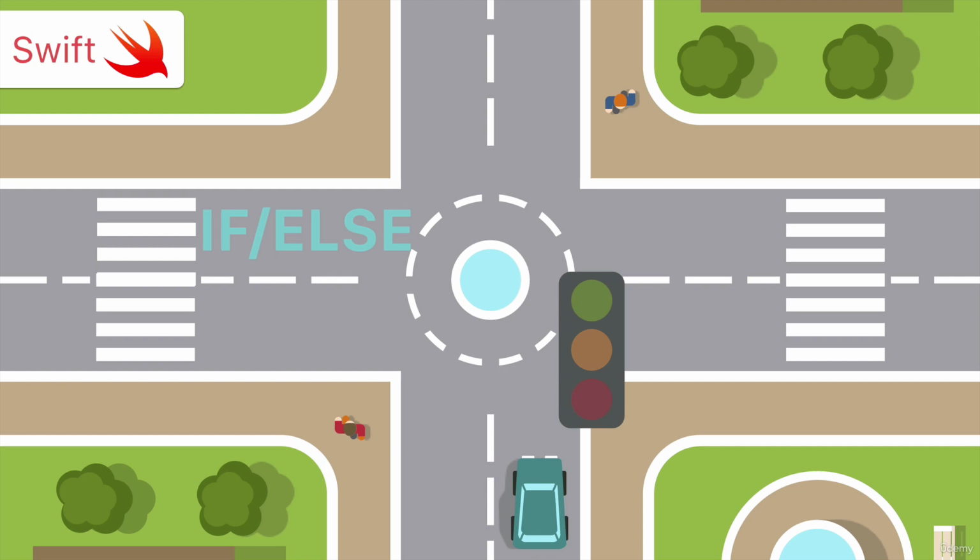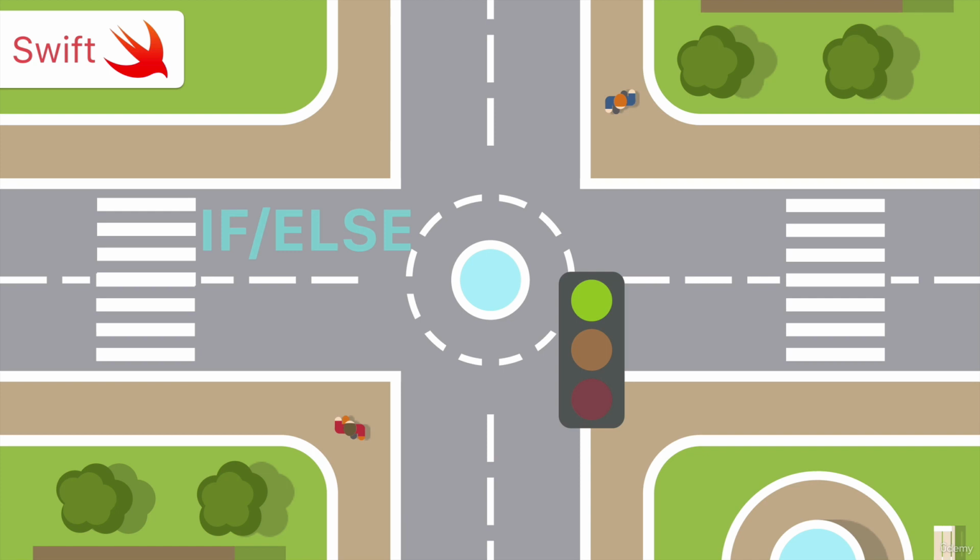And in this lesson, we're going to talk about if and else statements, also known as conditionals. So the idea here is, what if you could check for a condition, and based on whether that condition is true or false, you would perform different actions. So in this case, if the green light was on, then the car should go. But if the red light was on, then it should stop.